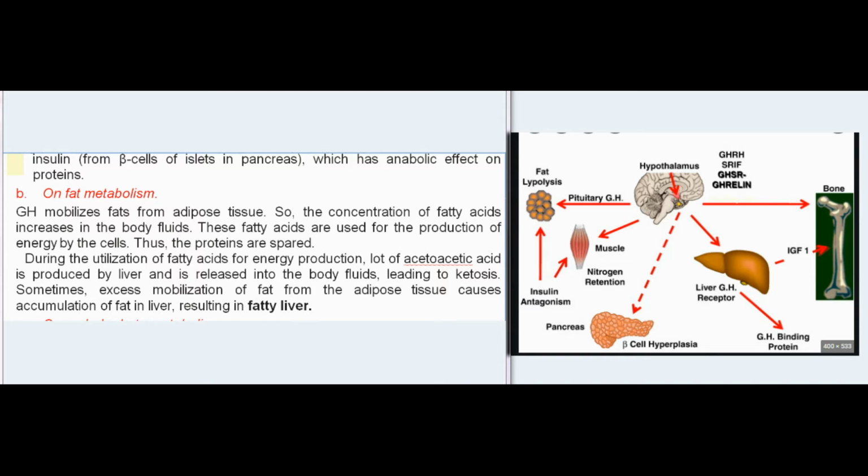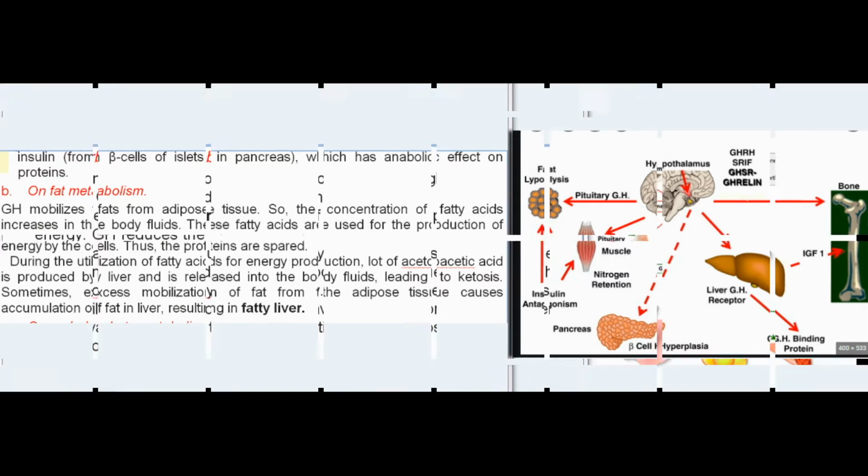So, the concentration of fatty acids increases in the body fluids. These fatty acids are used for the production of energy by the cells. Thus, the proteins are spared. During the utilization of fatty acids for energy production, lot of acetoacetic acid is produced by liver and is released into the body fluids, leading to ketosis. Sometimes, excess mobilization of fat from the adipose tissue causes accumulation of fat in liver, resulting in fatty liver.